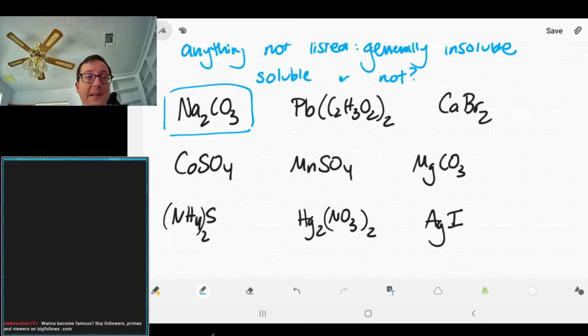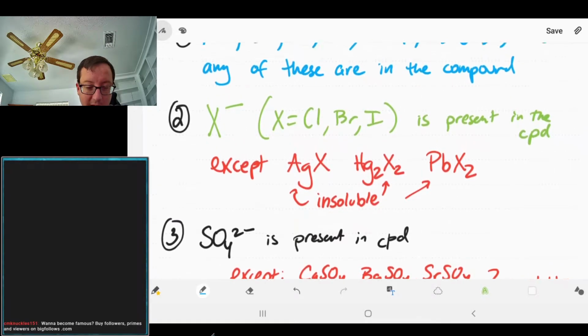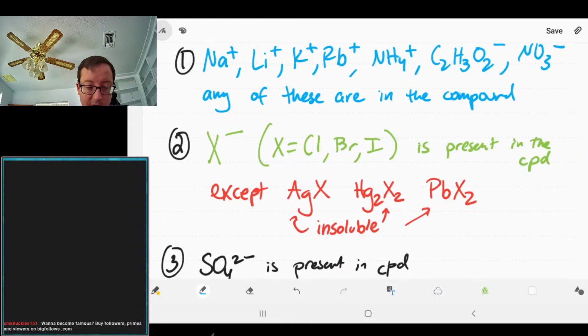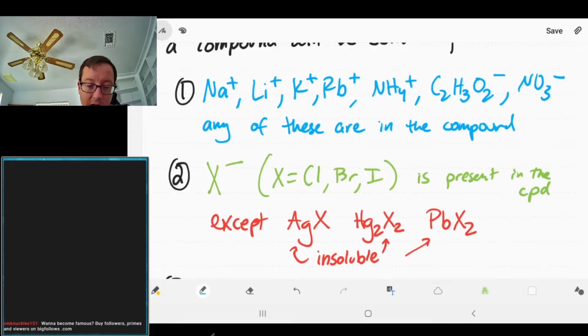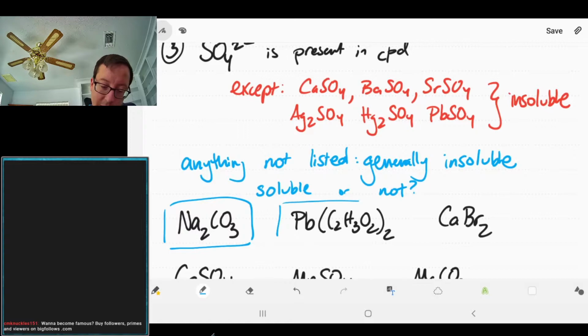Let's look at now lead 2 acetate. All right, let's look up at our rules. Which rule are we going to be looking at here? Well, 2 and 3 don't apply because we don't have X minus or sulfate. Let's look at rule 1. Aha, we do have acetate here as one of our ions that makes things soluble. So indeed, this one will also be soluble. Anything with acetate is soluble. Doesn't matter what it is.